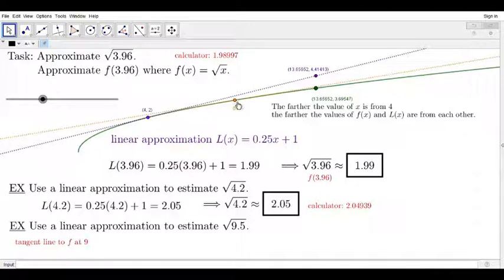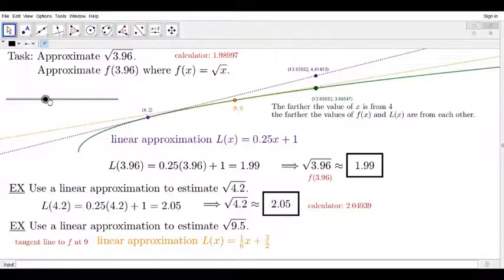Now pause the video to find the equation of this orange tangent line shown in the graph, tangent to the graph of the square root function at 9, 3. Did you get the same function, L of x equal to 1/6 of x plus 3 halves? So this is the tangent line at 9.